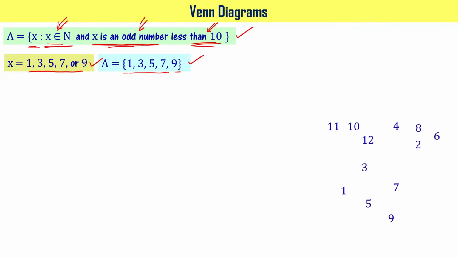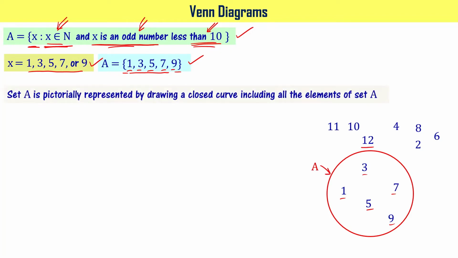For that, let me write the numbers. 1, 2, 3, 4, 5, up to 12 I have written, but you can include many more numbers. Look at this. You have numbers 1, 3, 5, 7, 9. These are the elements of set A, right? You draw a circle around all these numbers. Okay. And that circle is representing set A. Set A is pictorially represented by drawing a closed curve. In this particular case, it is a circle that includes all the elements of set A.